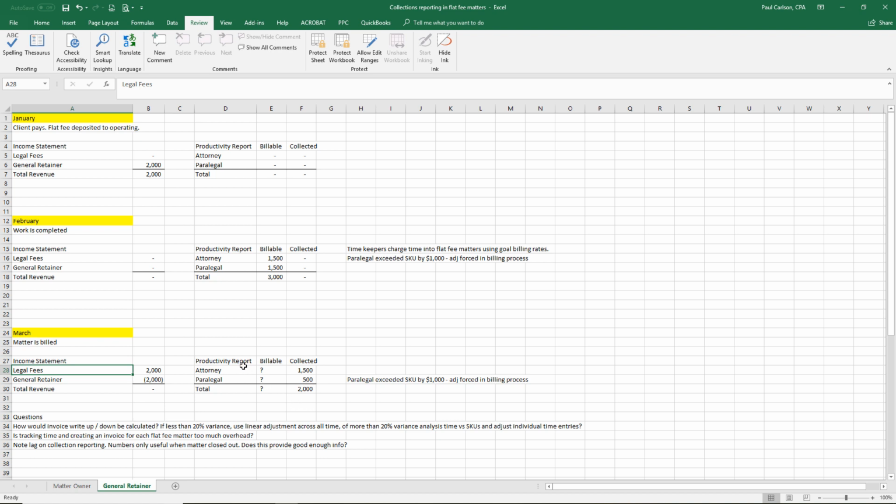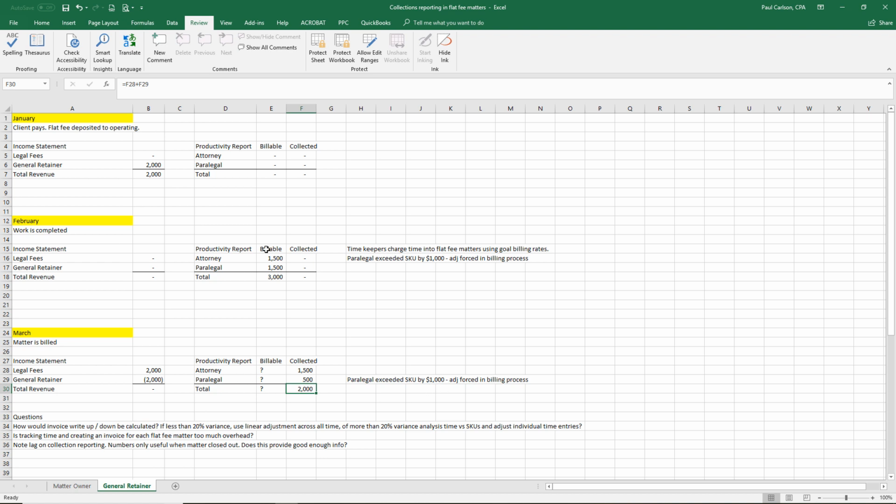We go in and create the invoice, and in the process, we say that we know the attorney's time was right, that they were on goal for the SKU, so we leave that at collected at $1,500. And we know that the paralegal was over by $1,000, so we go in and adjust time entries to bring the value of the time down to $500. And so the time matches the prepayment. We create the $2,000 invoice and apply it to the general retainer, and the invoice is paid off, and the general retainer is cleared off of the general retainer reports.